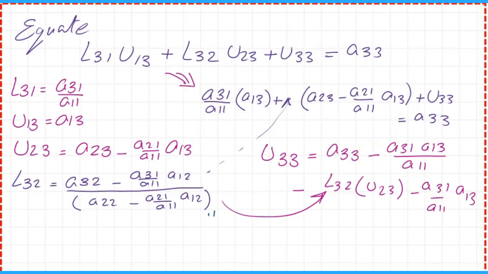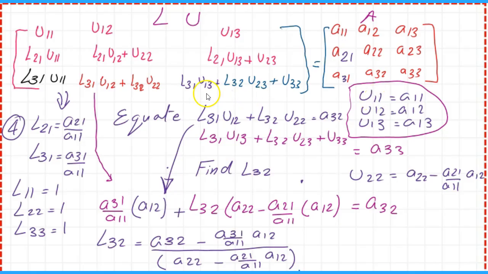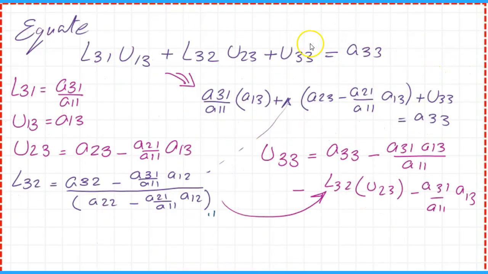Next, for this element, L31 U13 plus L32 U23 plus U33 equal to A33. Again, we want to get the value of U33. This is nothing but A33 minus A31 A13 divided by A11, minus L32 U23, where the first term is A31 over A11 by A13.